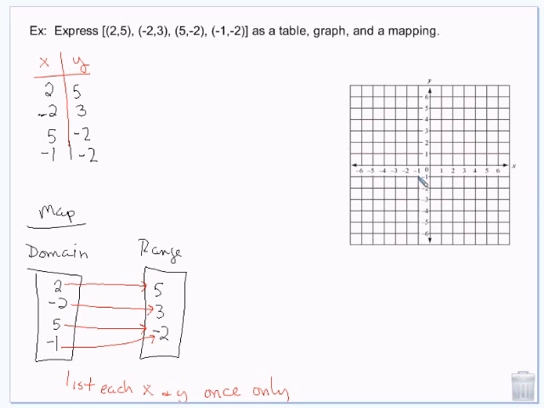So for the graph, I've got 2, 5, so that's this point. -2, 3, 5, -2, and -1, -2. So as you can see, this is not a straight line by any imagination.